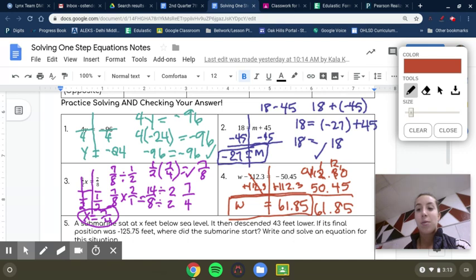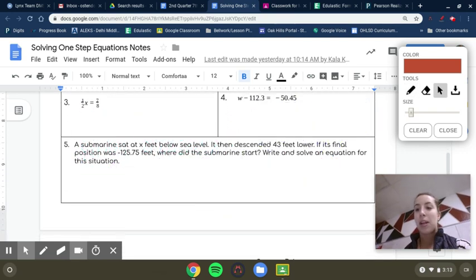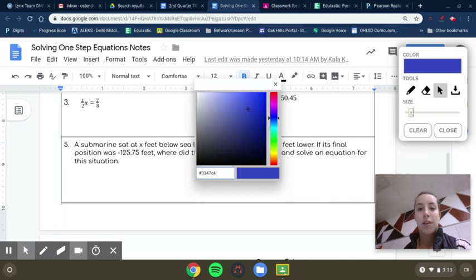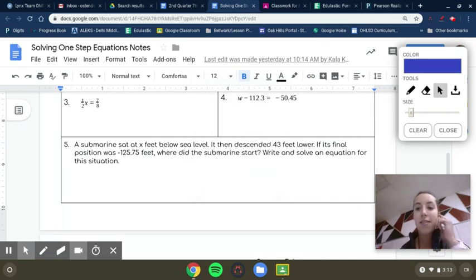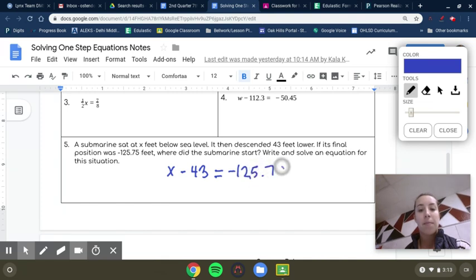Okay, last one. I'm going to scoot it up here, clear it out, and we'll go back to this blue. Okay, it says a submarine sat at x feet below sea level. So there's my x. It then descended 43 feet lower. So descending means to go down, which means I'm going to subtract 43. If its final position, that means its total, was negative 125.75 feet, where did the submarine start? So that means I need to figure out the value of x.